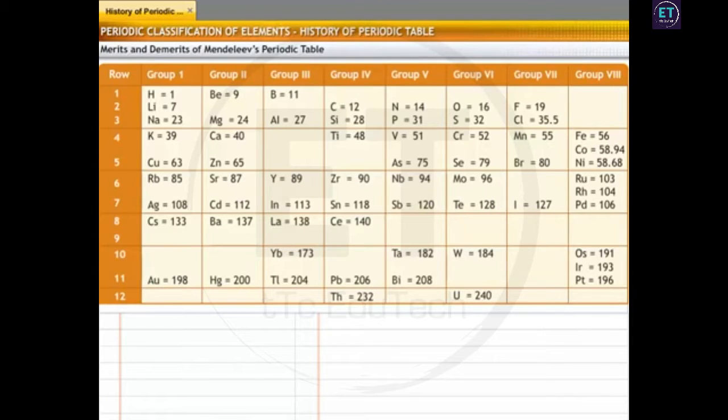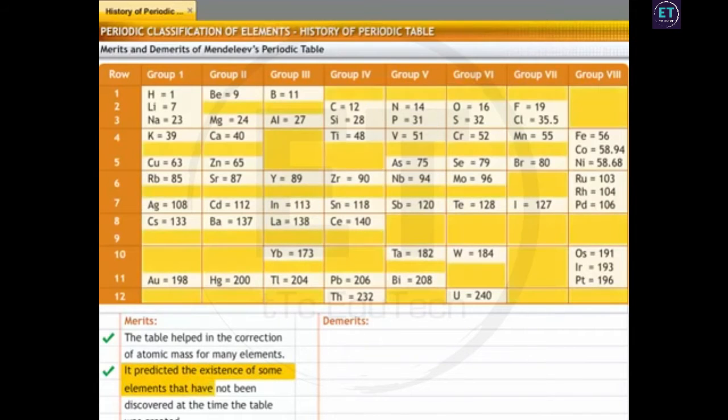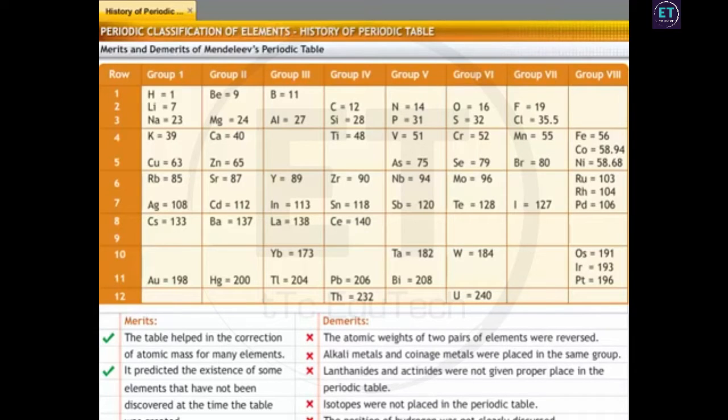Like other attempts at classification of elements, Mendeleev's periodic table also had some merits and demerits. Let's take a look at the merits first. The table helped in the correction of atomic mass for many elements. It predicted the existence of some elements that had not been discovered at the time that the table was created. Because of its merits, the periodic table is widely accepted as a system of classification. However, it did not achieve complete success because of some demerits.